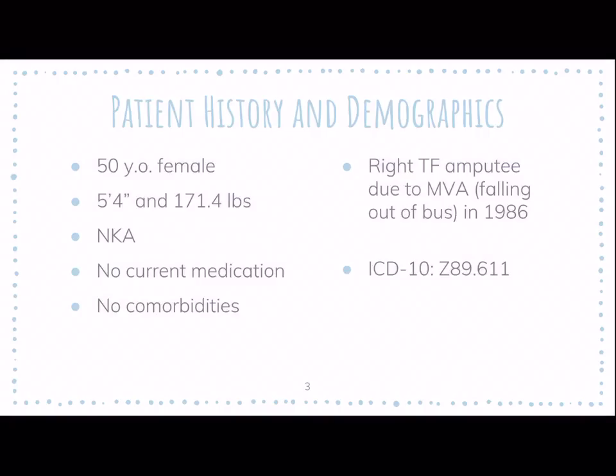She is a 50-year-old female who's 5'4" and 172 pounds. She doesn't have any known allergies, and she's currently not taking any medication. She also has no comorbidities. Her amputation is of the right limb above the knee, and it was caused by a motor vehicle accident when she fell out of a bus in 1986.